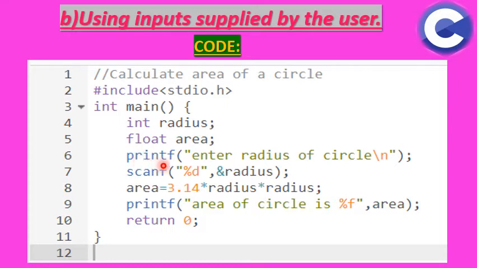Now in the printf function, whatever I write inside my parentheses and double quotes will be considered for printing on my screen. So here I wrote "Enter radius of a circle \n". The \n is an escape sequence character which will automatically bring my cursor to the next line in the output.